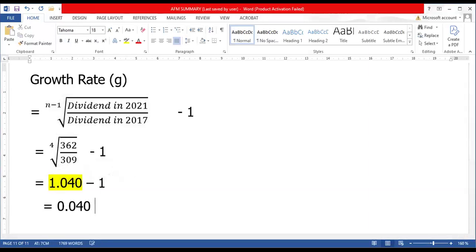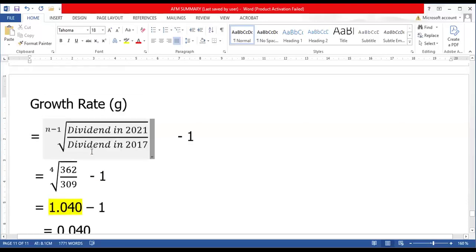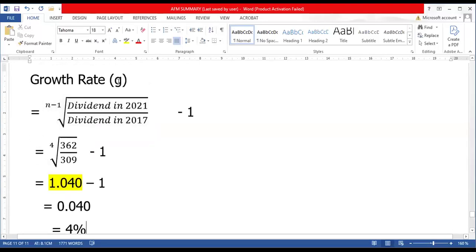Then when you multiply by 100 to get a percentage, this is approximately 4%, isn't it? So that is how you get the growth rate. But please, remember you use n minus 1, the total number of years minus 1.